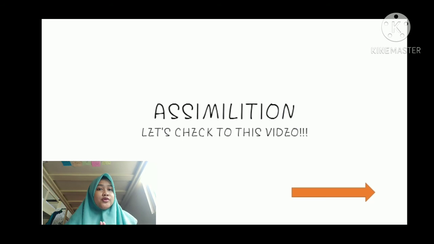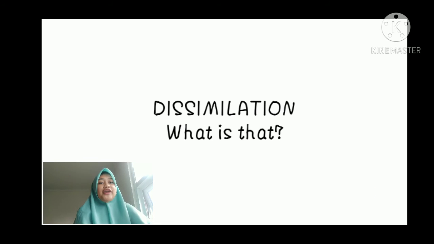Okay, this video told us the example of assimilation. When we pronounce Green Park, it will change to Green Park because one word ends in the sound n and the next word begins with a p, b, or w sound, so it becomes an m sound. For example, Green Park becomes Green Park. Okay, the next type of the morphological rule is dissimilation.